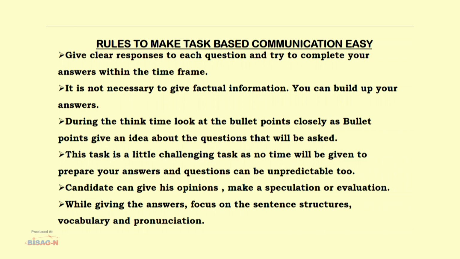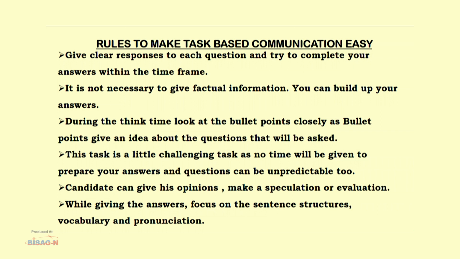Now, while giving the answers in the task-based communication, the candidate has to keep in mind that the pronunciation and intonation of your answers is on point, it is appropriate, and your feelings and emotions are conveyed in a proper way. Now, why do we talk about pronunciation so much in all the modules, in the speaking module again and again, is because pronunciation is one thing that will help the candidate to pronounce all the words correctly.